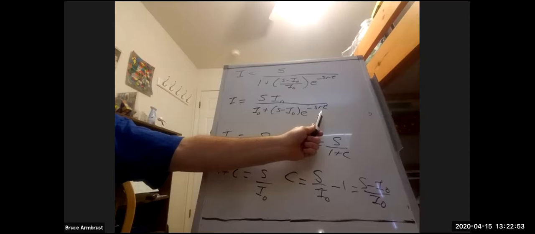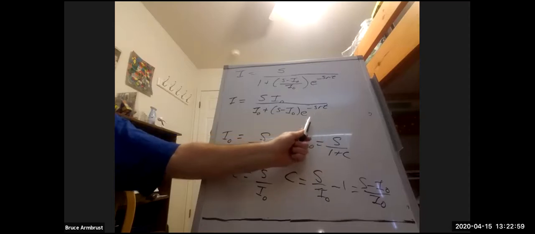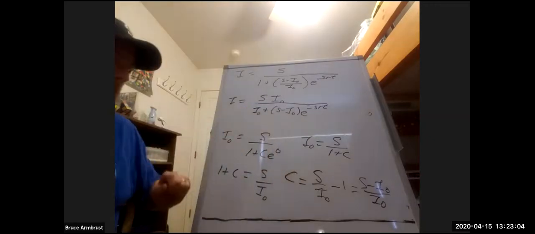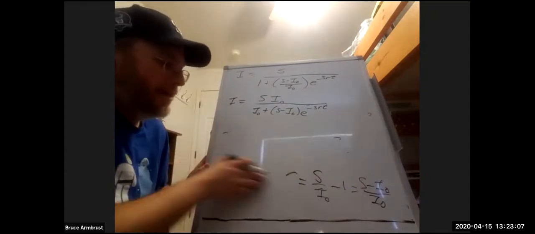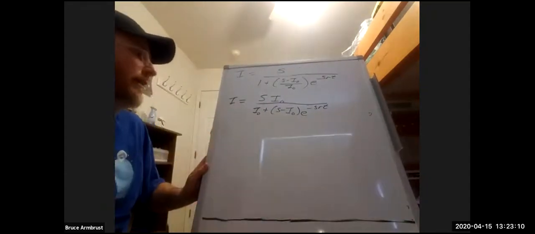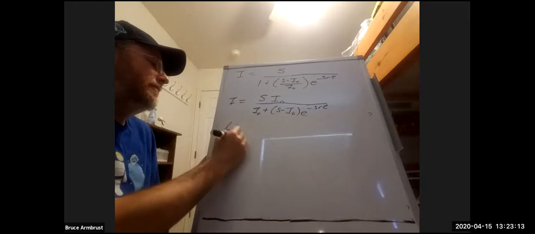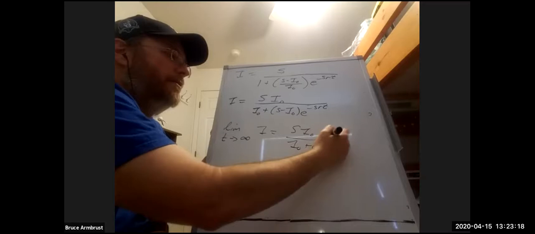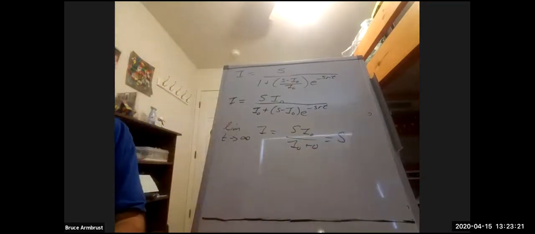You're just left with the susceptible population. Yeah, because this bit, the e to the minus SRt, is going to go to 0. That's going to drop down to 0. So we get 0 times some stuff, whatever. So we're left with S I naught over I naught, which then the I naughts cancel, and we're left with just S. So the limit as t goes to infinity of I is S I naught over I naught plus 0, which is S. So over time, we'll get to the point where all of the susceptible folks have gotten it.